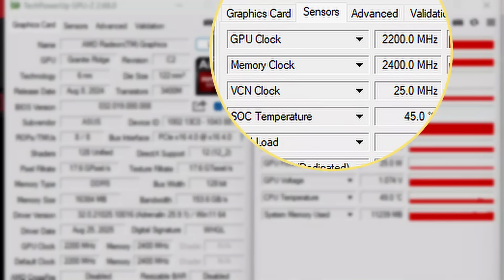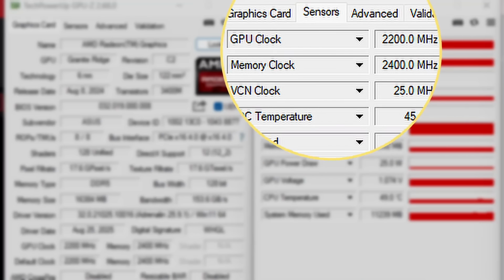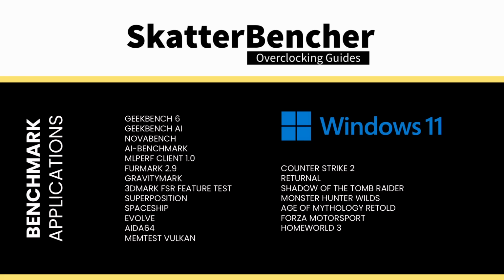Just like in the Ryzen 7000 CPUs, the Radeon graphics for Ryzen 9000 is clocked at 2.2 GHz out of the box. The system we're overclocking today consists of the following hardware. We use Windows 11 and the following benchmark applications and games to measure performance and ensure system stability. Before we start the overclocking process, of course, we have to check the performance at default settings.